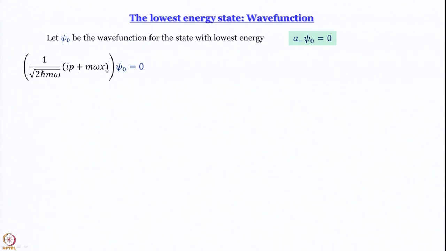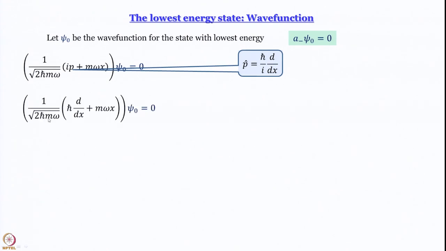We know what the x operator is, it is just multiplication by the value of the position x. What is the p operator? This is the p operator, h cross by i d dx. What are we trying to do now? We are somehow trying to find what psi 0 is. To do that, we need to set up some equation in psi 0. That becomes easy when we take this expression for the momentum operator, h cross by i d dx, plug it into the expression for A minus, and we get 1 by root over 2 h cross m omega multiplied by h cross d dx plus m omega x, acting on psi 0, equal to 0.